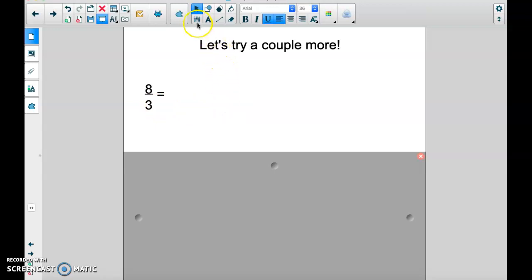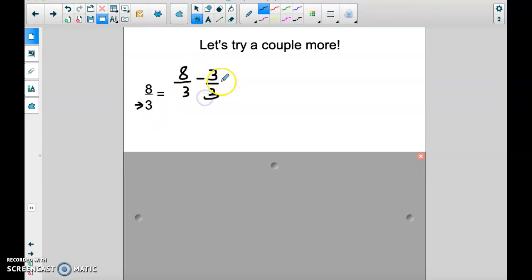So hopefully you gave it your best shot. There may have been some struggle, and that's okay. We're learning here, right? So if I have 8/3, one whole is equal to 3/3 here because this denominator is 3. Okay, so I'm going to subtract 3/3. And I'm left with 5/3.